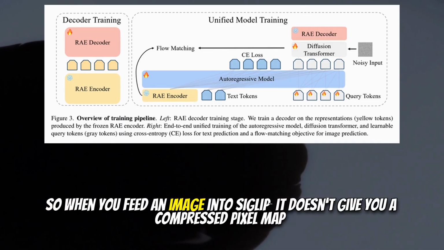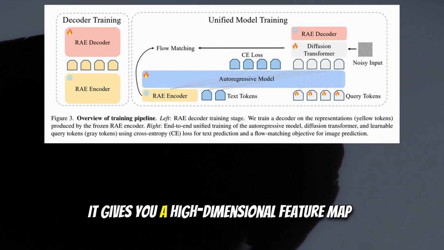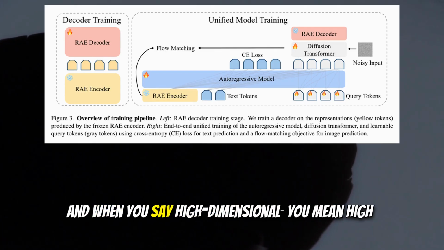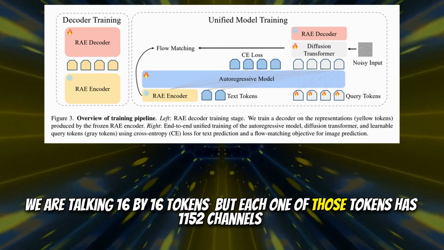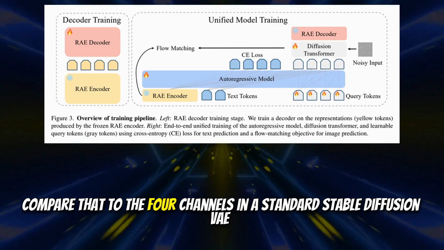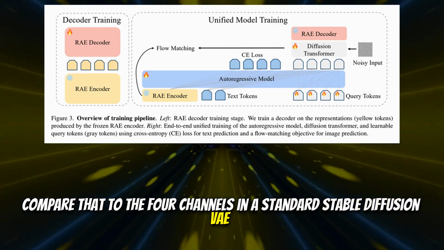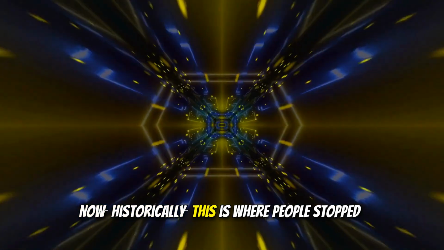So when you feed an image into SigLIP, it doesn't give you a compressed pixel map. It gives you a high-dimensional feature map. And when you say high-dimensional, you mean high. We are talking 16 by 16 tokens, but each one of those tokens has 1,152 channels. Wow. Compare that to the 4 channels in a standard Stable Diffusion VAE. It's just orders of magnitude more data. Now, historically, this is where people stopped.